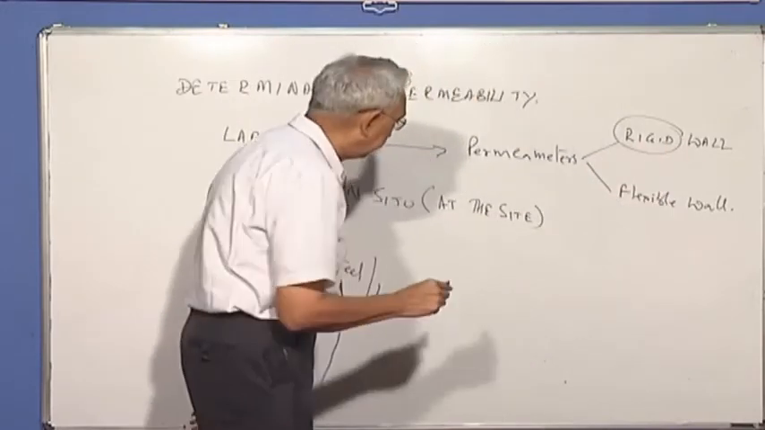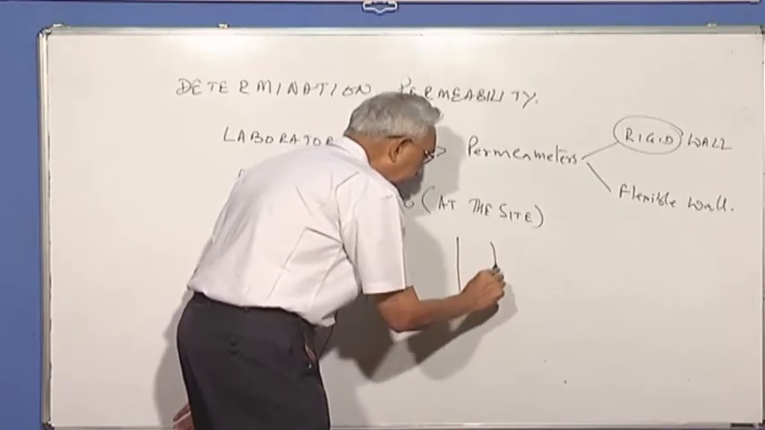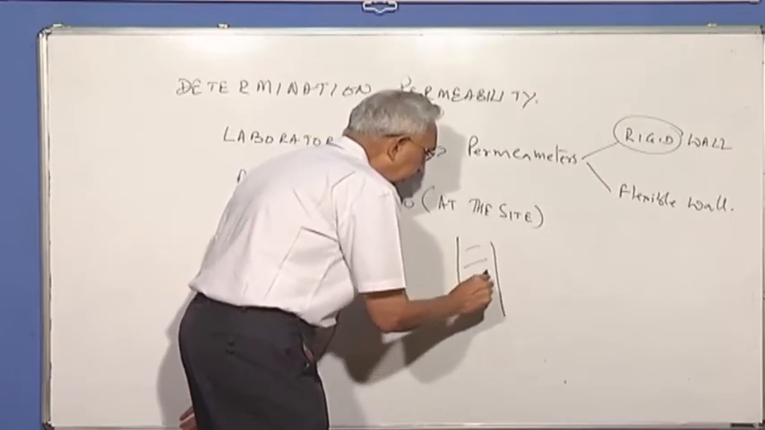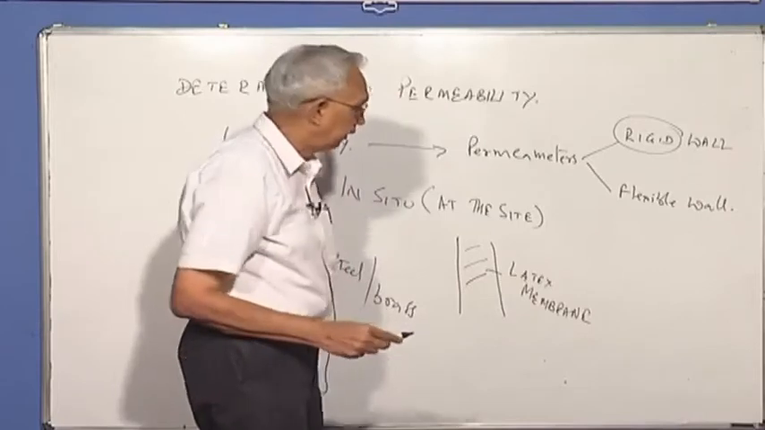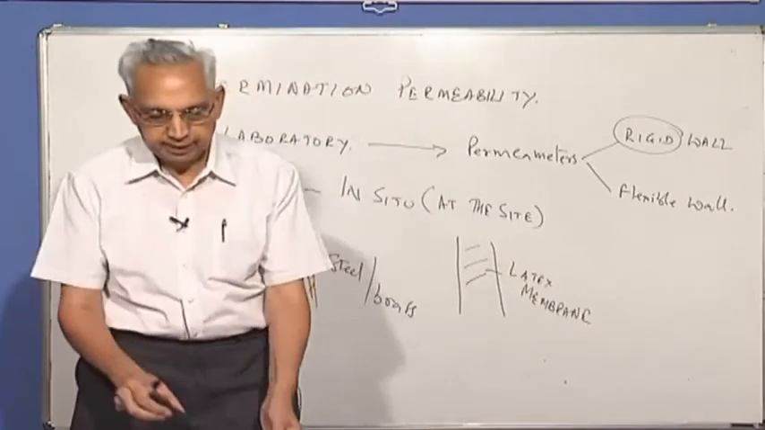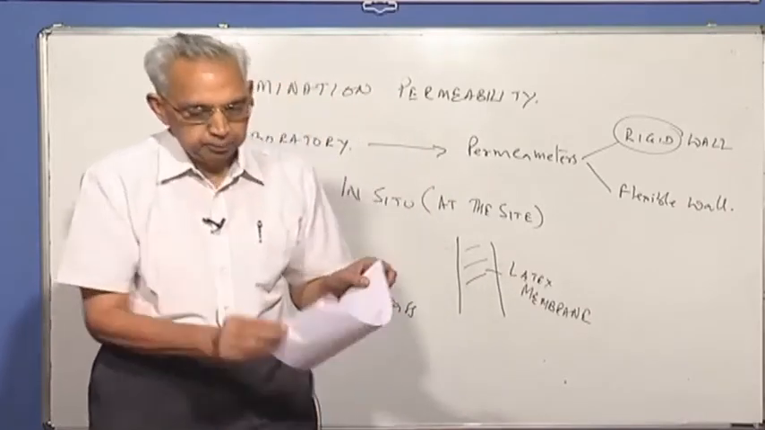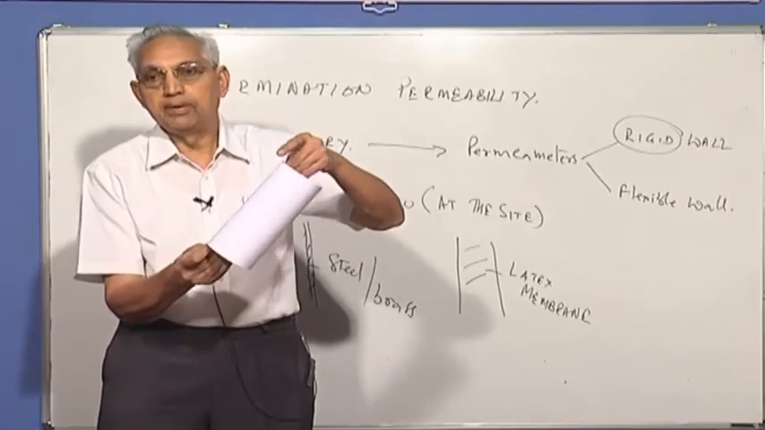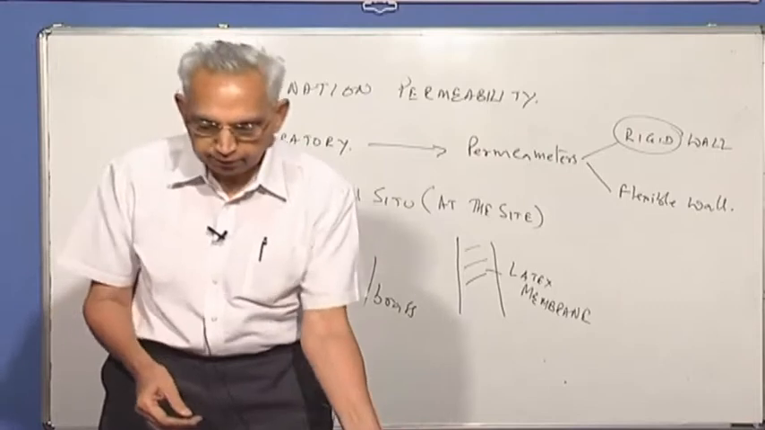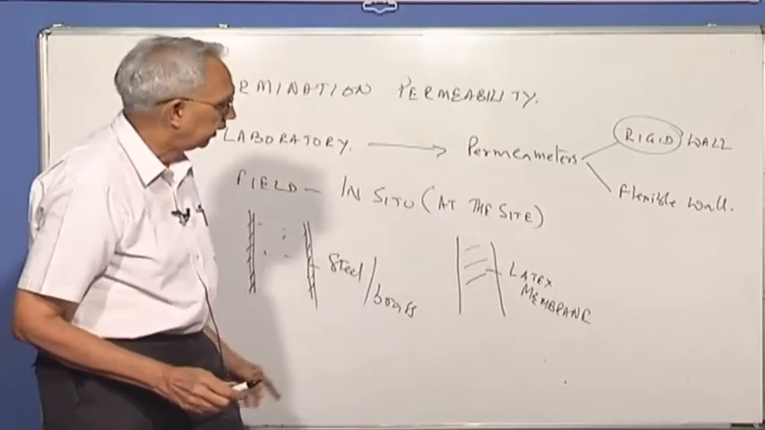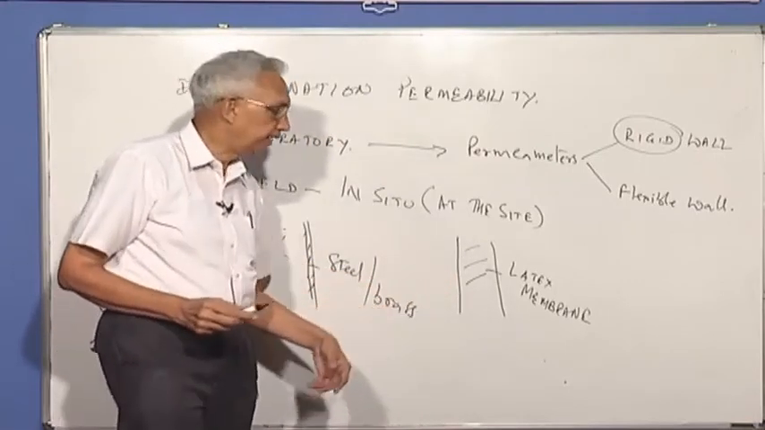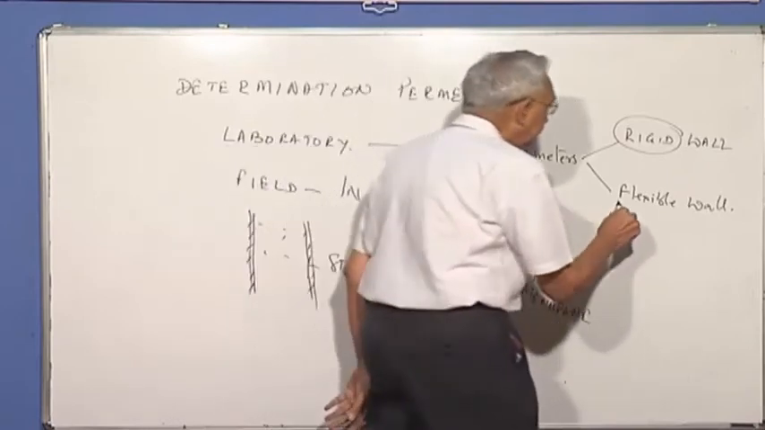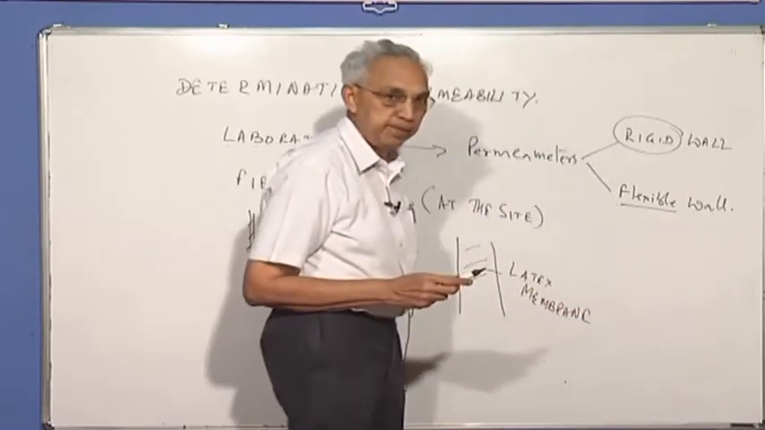We sometimes do it by covering the soil in a latex membrane. It's very, very thin. If I just give you an idea, if I make a cylinder with a plastic sheet or latex membrane, like the one you use for balloons, it is a very thin, highly flexible one. So then you will have a flexible permeameter.